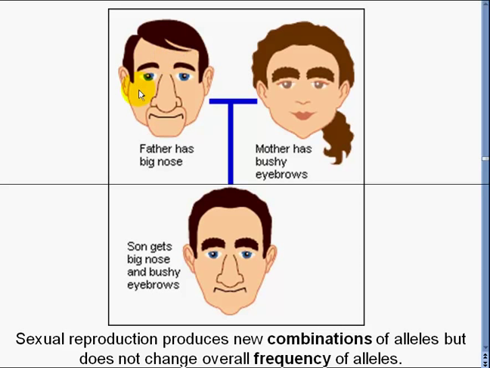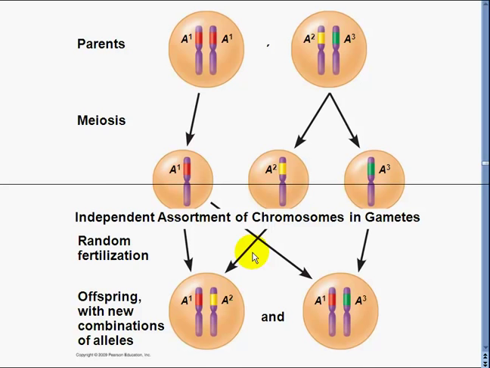sexual reproduction isn't responsible for the gene for big noses or bushy eyebrows, but it can combine those genes in new ways. This particular child received a big nose from his dad and bushy eyebrows from the mom. No new genes, but a new combination. Perhaps not a very attractive one, but a new combination.